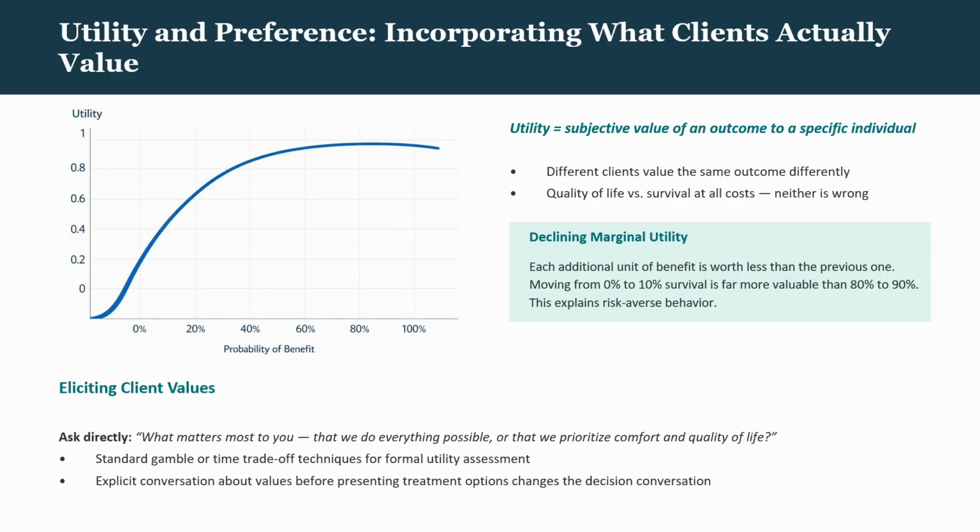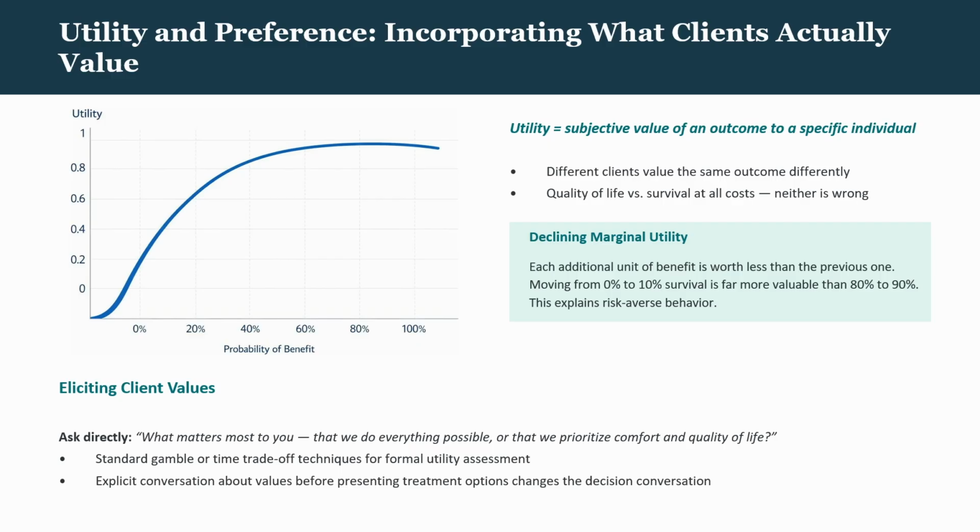A client who values quality of life above all may make a completely rational decision to forego aggressive treatment that a survival maximizing client would pursue. Neither is wrong. Your role as the clinician is to provide the best available evidence, clearly communicated, and then support the client in making a decision that aligns with their values.